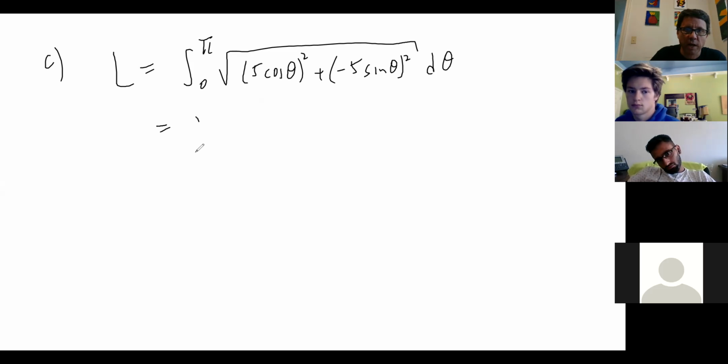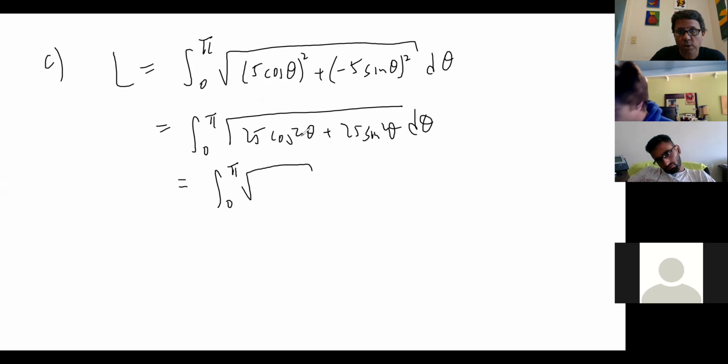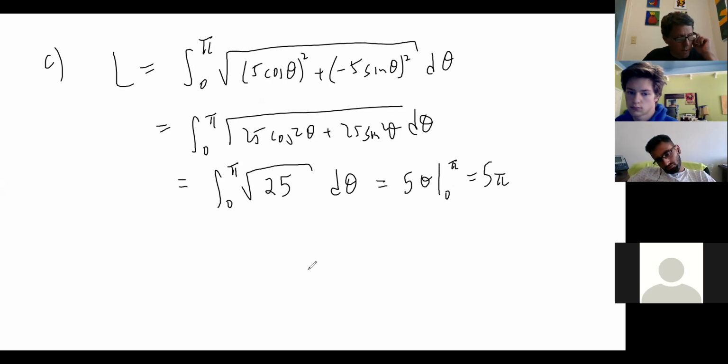The parentheses are around the 5, so it's 25 cosine squared plus 25 sine squared. So anyway, I could factor 25 out, and I'll get cosine squared plus sine squared, which is 1. So I'm just left with 25 on that one. And so that's 5 theta between 0 and pi, and plug in the boundary of pi. And that gives you the length, which you already knew, because it's the circumference. You could have figured it out that way.